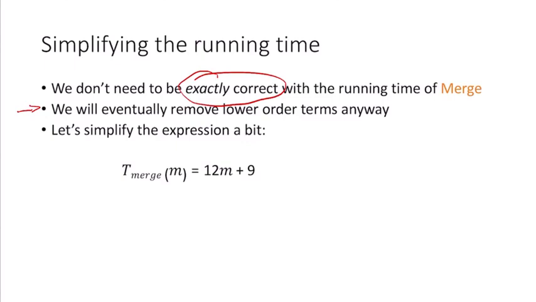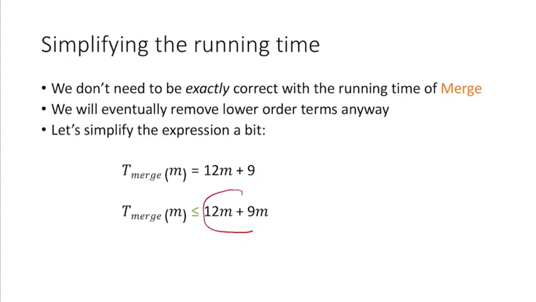This is what we had. T of merge was equal to 12m plus 9. Well, I could pretty easily say this. T of merge is less than or equal to 12m plus 9. That doesn't really change much, except I've just given myself an upper bound on it instead of saying it's exactly correct. It's less precise, but now it means that I can make this side bigger, and I don't affect this inequality. So for example, I could say plus, I don't know, 67.